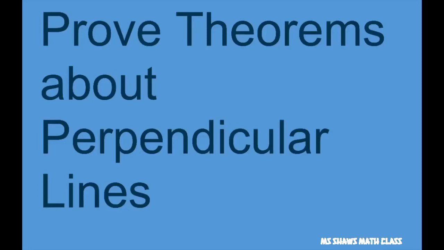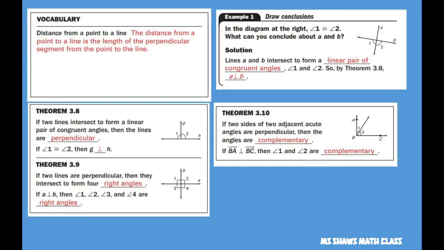Hi everyone, this is an introduction of how to prove theorems about perpendicular lines, with a lot of vocabulary. So basically, the distance from a point to a line is the length of the perpendicular segment from that point to the line. So this is key.